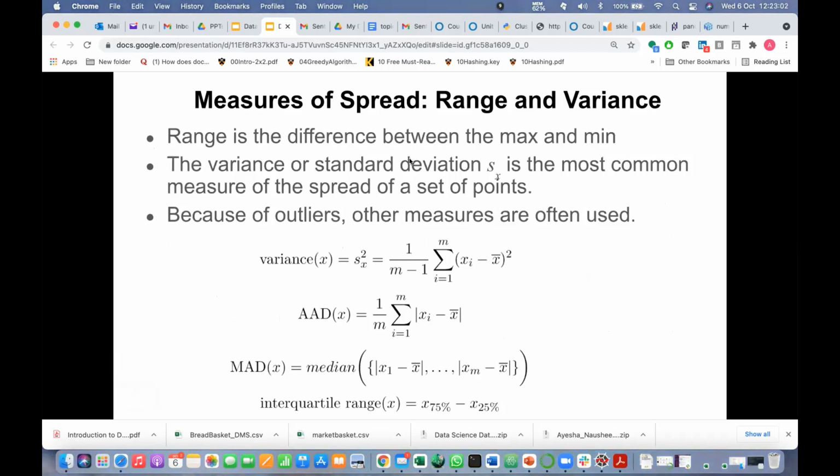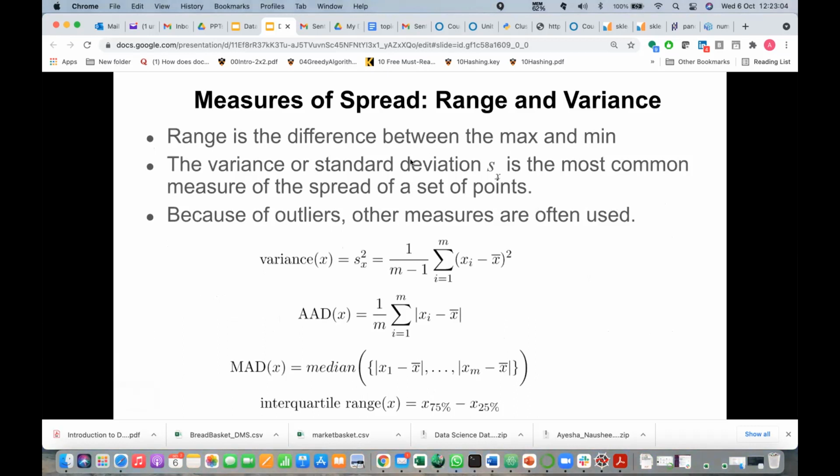Then measures of spread: range and variance. What is the minimum and maximum value? What is the difference between minimum and maximum? And what is the variance of the data? They are called spread. Range is the difference between the max and min. The variance or standard deviation, sx, is the most common measure of the spread of a set of points. Because of outliers, other measures are often used. Variance definition is given here. Then another is called AAD, the absolute average distance. AAD means 1 by m, sum over i equals 1 to m, of |xi minus x bar|.